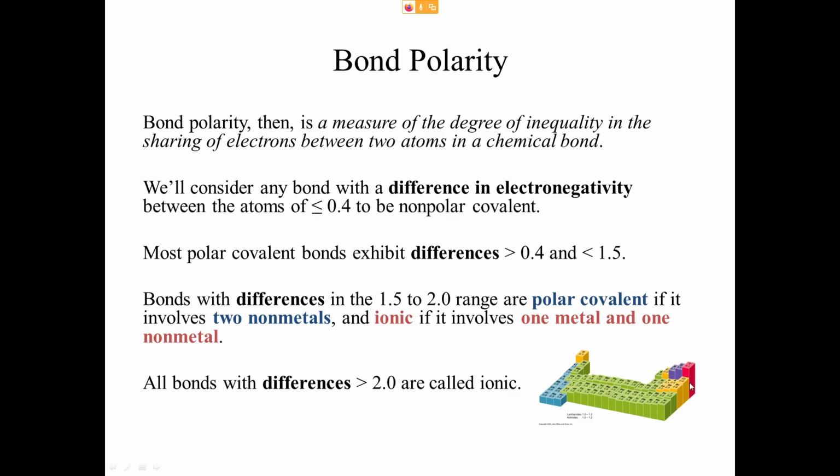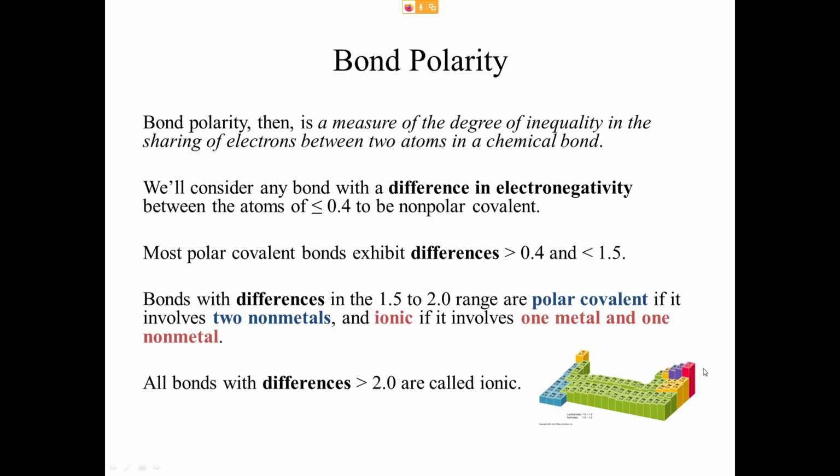Right? So all the stuff in the top corner here are the non-metals, the ones I wanted you to know, and hydrogen, of course. Carbon and fluorine, 2.5 and we said 4.0. We're going to round it off. What's the difference in those two? Well, that's 1.5. That's definitely in this range, but both of those are non-metals, so that's still a polar covalent bond.